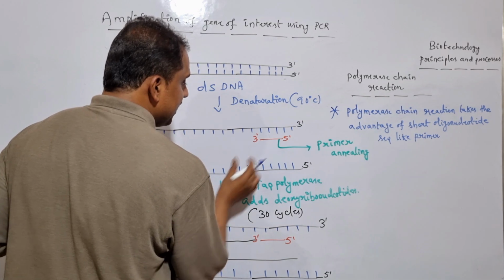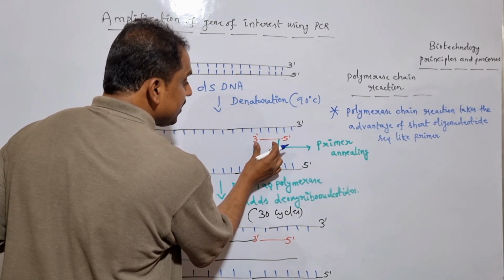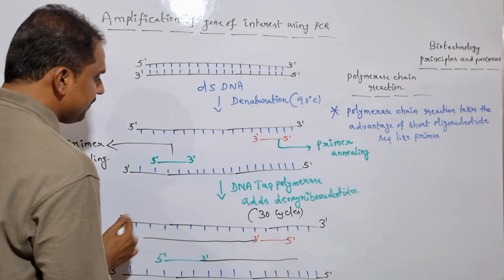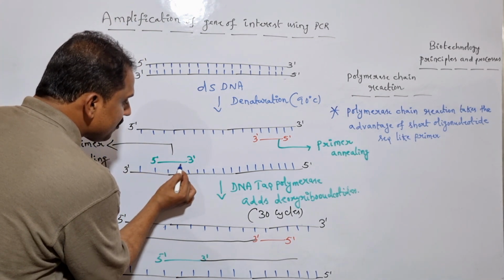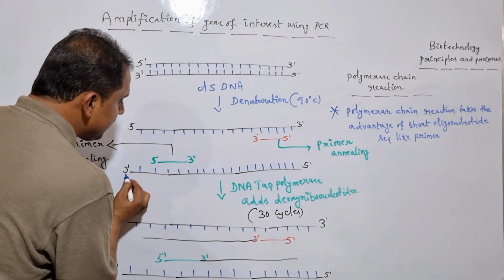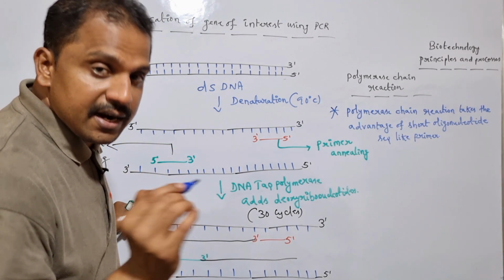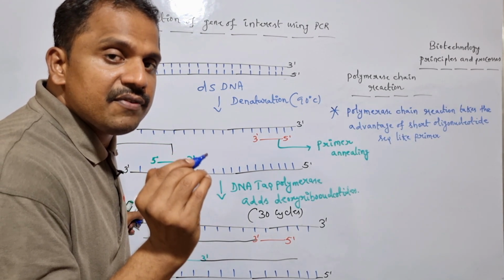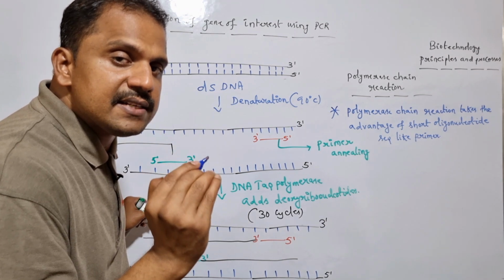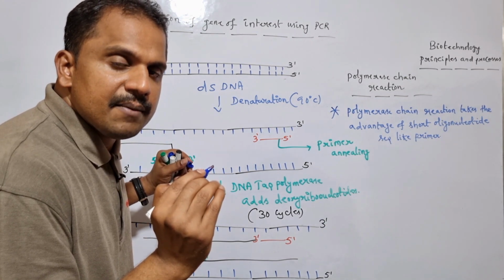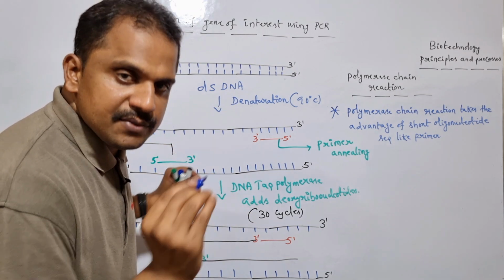the template DNA. So once the specific primer successfully recruits to the 3' end of the template DNA, this successful recruitment leads to the exposure of the free 3' hydroxyl group. Once the free 3' hydroxyl group is successfully exposed, now a specific enzyme termed as Taq polymerase comes into the picture.